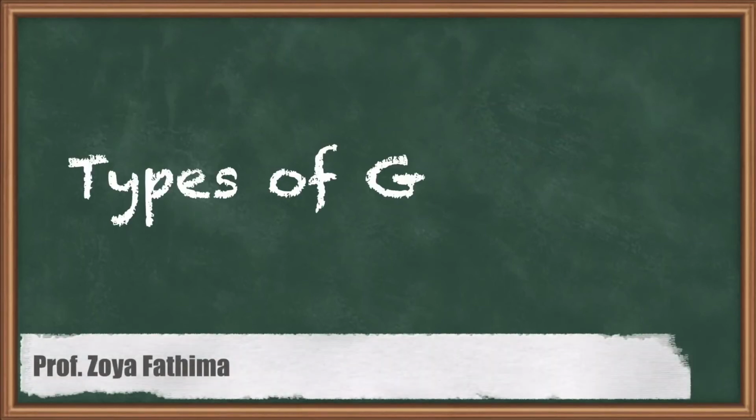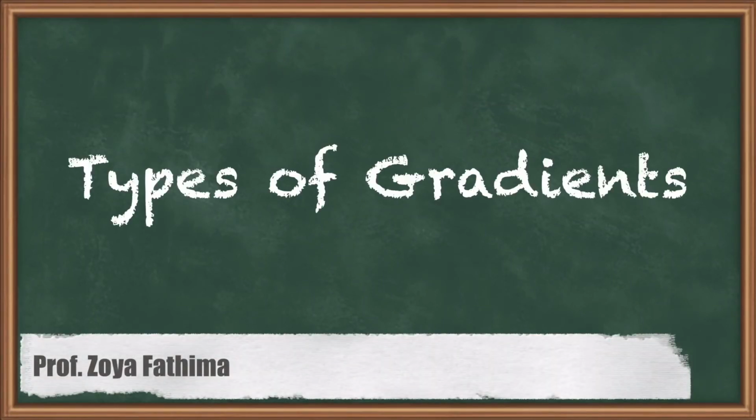Hello students, in this lesson we'll study about the types of gradients. We have seen in the previous lesson that gradients is nothing but the slopes given to your railway tracks. So in this lesson we'll see how many types are there. There are totally 4 types of gradients: ruling gradient, the momentum gradient, the pusher gradient and the station yard gradient. So one by one let us study about these 4 types.